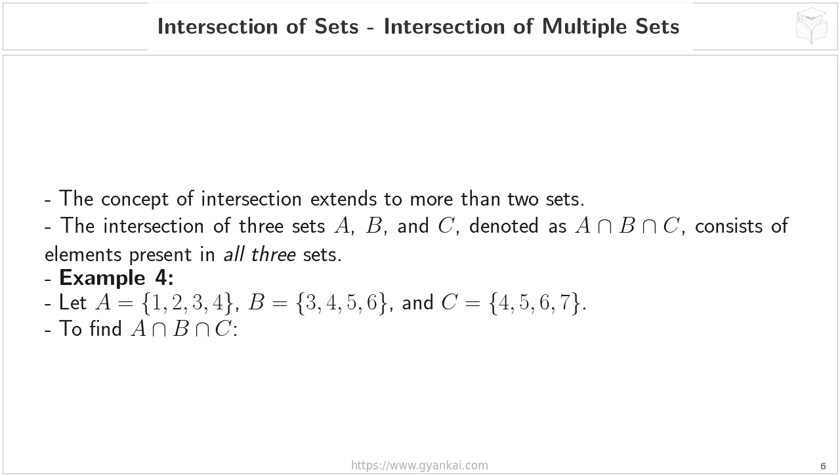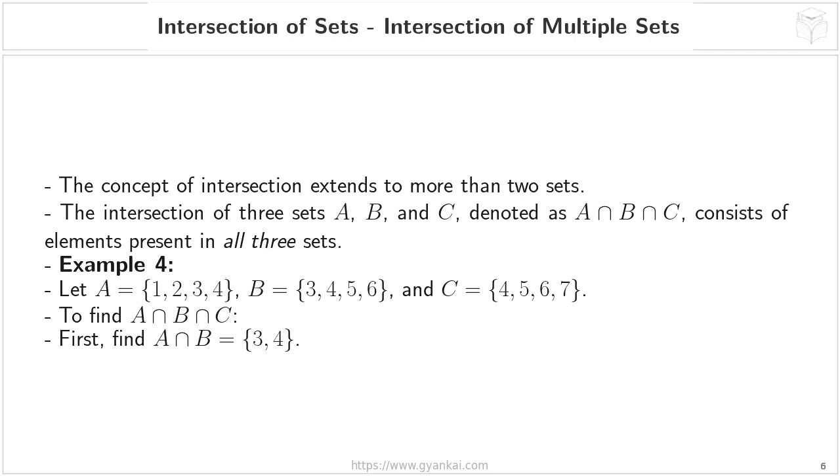Now, to find the intersection of all three, A intersection B intersection C, it's often easiest to work step by step. We first find the intersection of two of the sets, and then intersect that result with the third set. In this case, let's start by finding A intersection B, looking at sets A and B. We see that the elements they have in common are 3 and 4. So, A intersection B is the set containing 3 and 4.